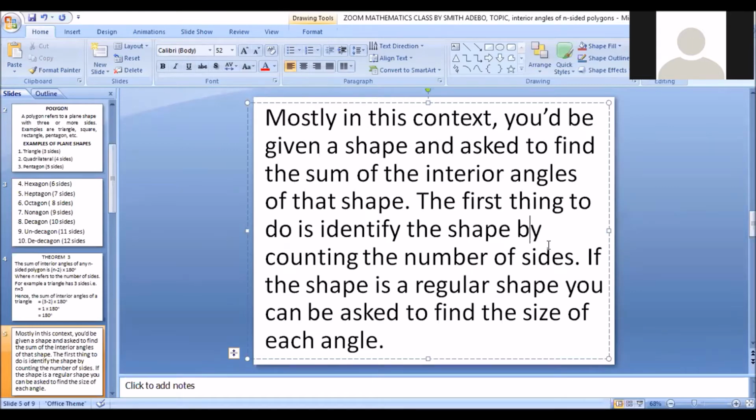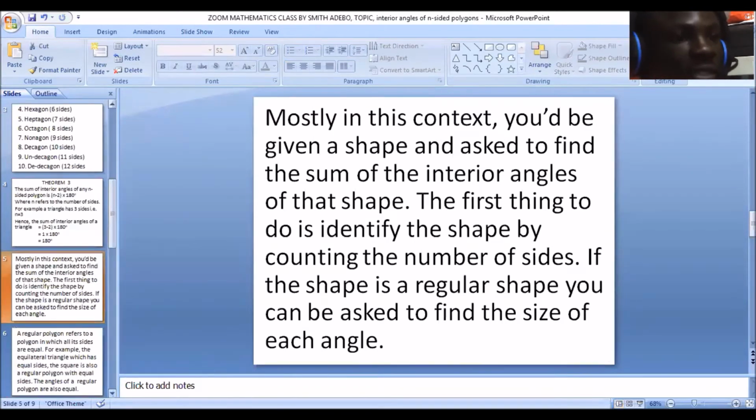Now, if the shape is a regular shape, you can be asked to find the size of each angle. We'll be going into that subsequently, but not in this class. Today, we'll be dealing with identifying a shape first, and using the identification to find the sum of interior angles. The sum of interior angles is the total of the angles present in that shape. Like we just did above, we found the sum of interior angles for a triangle, and we confirmed that it was 180 degrees.